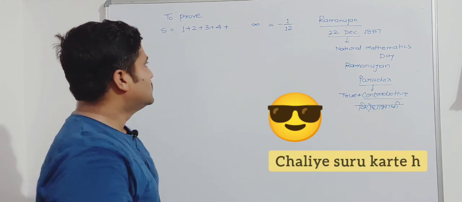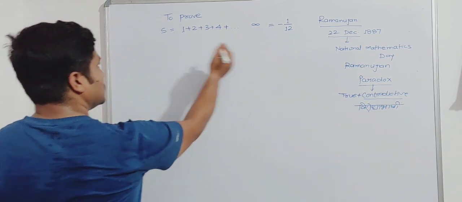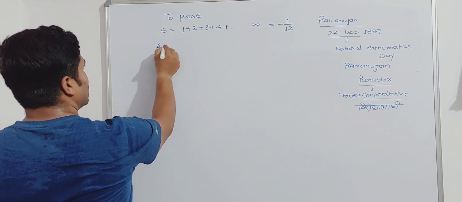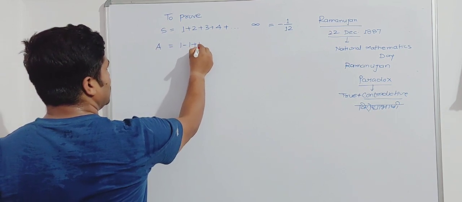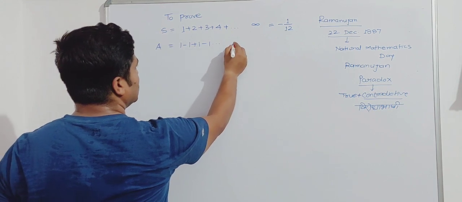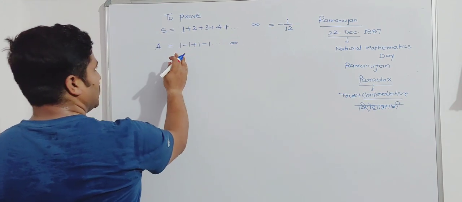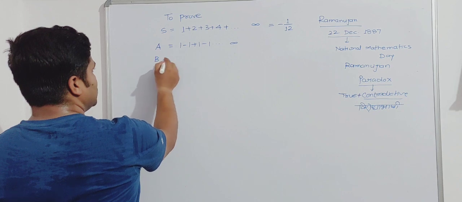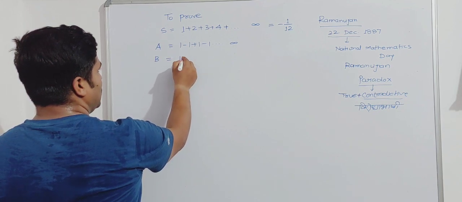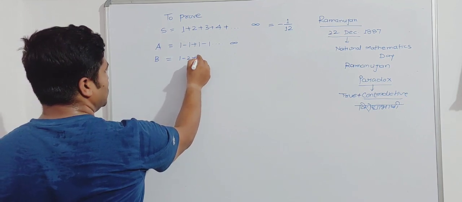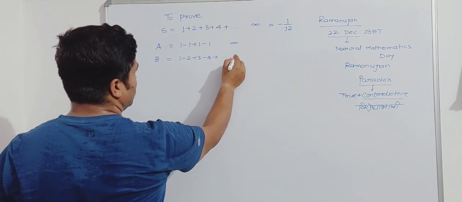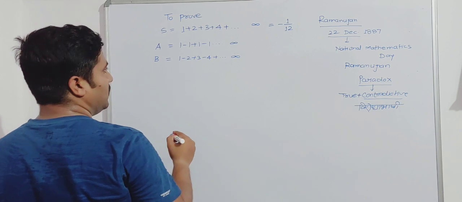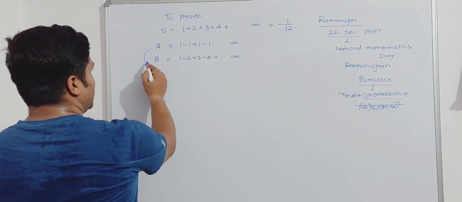Okay, start with a sequence. We need to take A as 1 minus 1 plus 1 minus 1, that is an oscillatory series. And another series B we are going to take, that is 1 minus 2 plus 3 minus 4 and so on up to infinity. We will start from A.